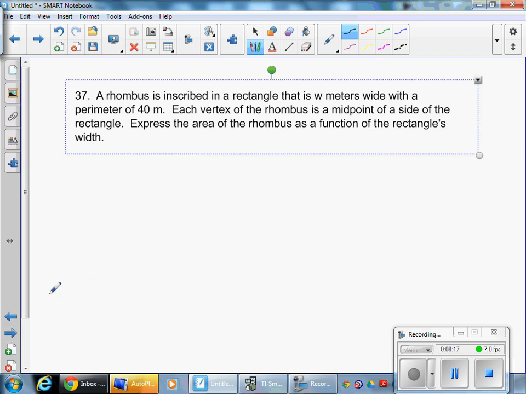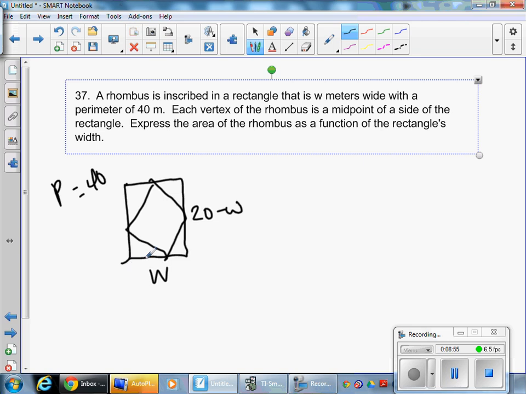All right, one more. A rhombus is inscribed in a rectangle that is w meters wide with a perimeter of 40 meters. So here I have a rectangle, and inside this rectangle I have a rhombus. I'm not a very good drawer. Pretend like that's a rhombus. The rectangle is w meters wide, and the perimeter is 40. Now, if the perimeter of this rectangle is 40, then halfway around is 20. So if this is w, this side is going to be 20 minus w.